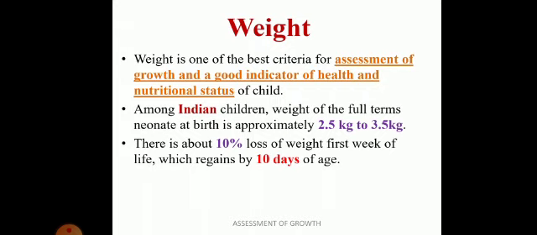For the initial 7 days or 1 week, the child will lose 10% of the birth weight. If the birth weight was 3 kg, within 1 week, instead of increasing, it will decrease by 10%. So from 3 kg it reduces to 2.7 kg. Again, whatever weight is lost during this first week of life will be regained, and by the age of 10 days the child will regain the birth weight. Clear? Initially birth weight, then a 10% decrease in the first week, and then by 10 days of age the child returns to normal birth weight.